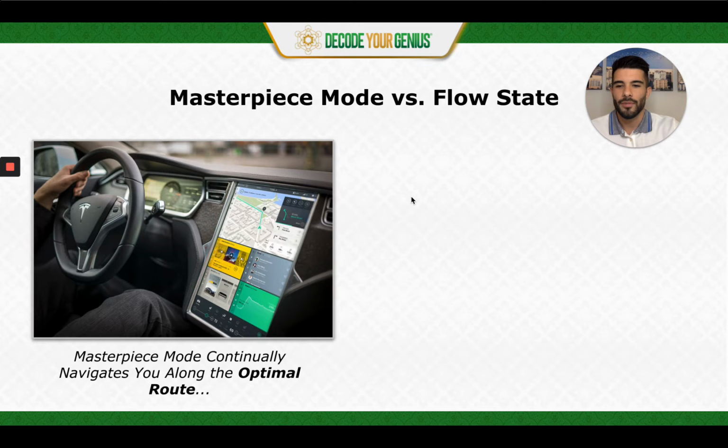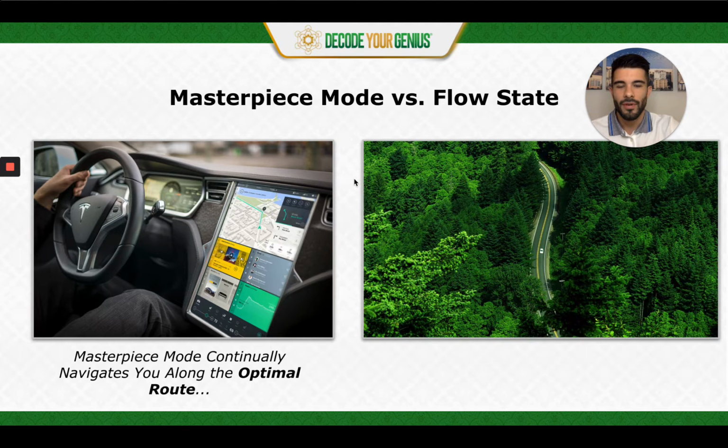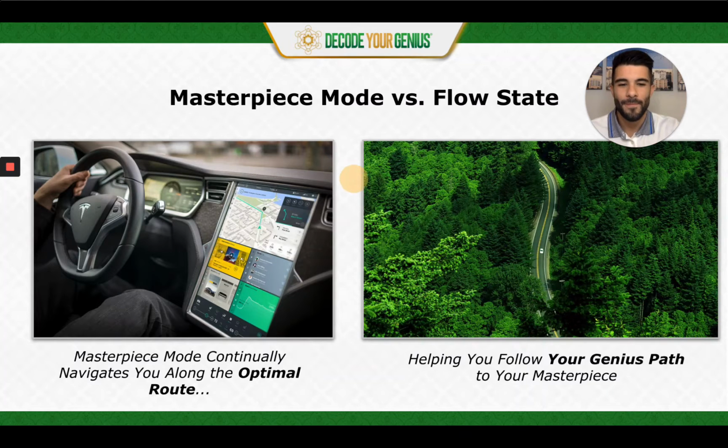So masterpiece mode continually navigates you along the optimal route. Your mind, the unified neural network that we just spoke about, is connected in such a way that it's navigating you like a GPS in real time in every decision, big and small, to navigate you on the optimal route. And as that consistently happens over time, you're driving in the right direction, you're building in the right direction, you're stacking gains in your lane. And it helps you follow your genius path to your masterpiece.